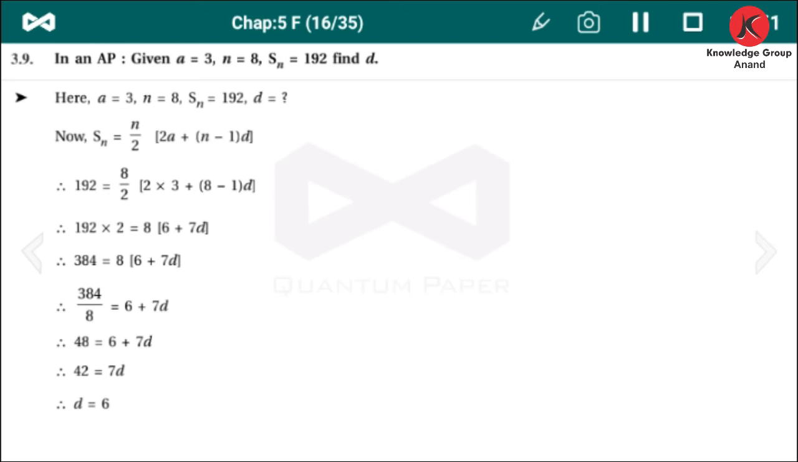This question again. a is equal to 3, n is equal to 8, Sn is equal to 192. Find d. Then we use Sn is equal to n by 2 into 2a plus n minus 1 into d. Therefore, putting all values, we get d is equal to 6.